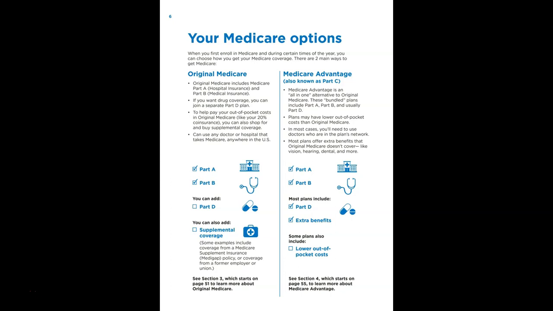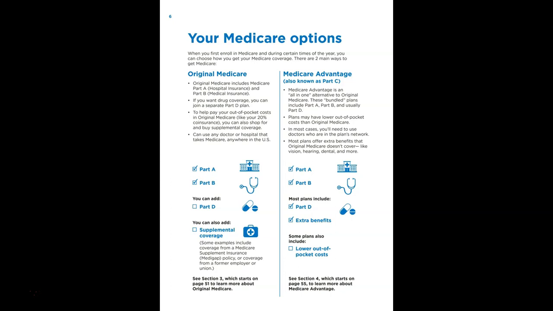If you want drug coverage, then you can join a separate Part D plan. Now, this is very important to understand. If you do not have credible coverage at all and you turn 65, you need to enroll in Medicare Part D, which is the prescription drug plan. A lot of folks get caught in this where they say, well, I'm not taking any drugs, and why pay for a plan when I don't need it?